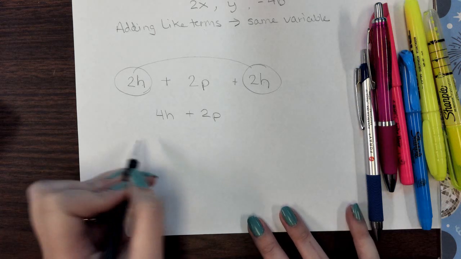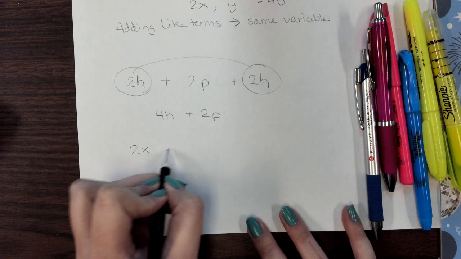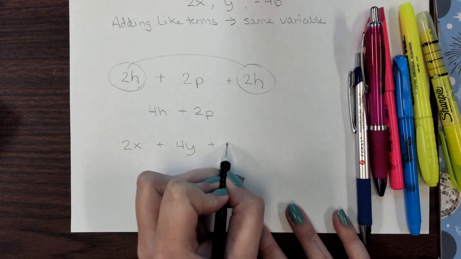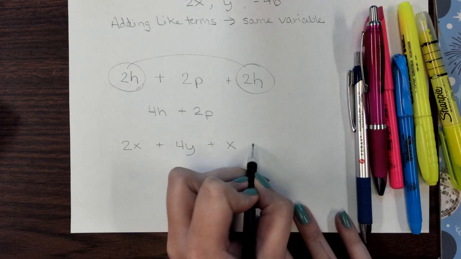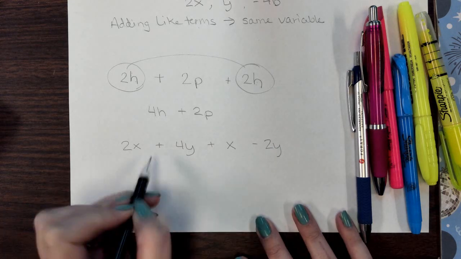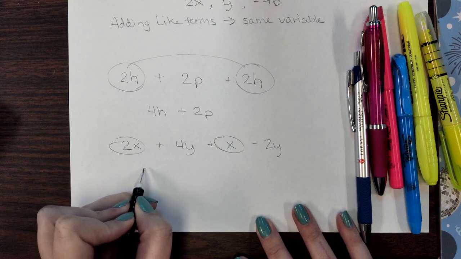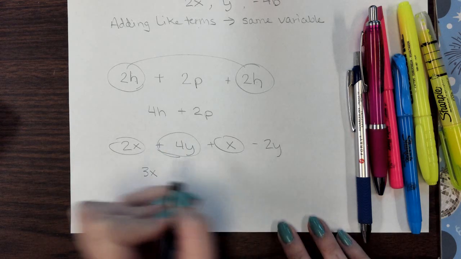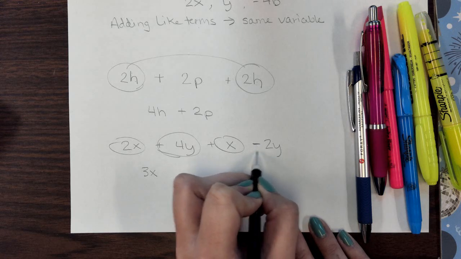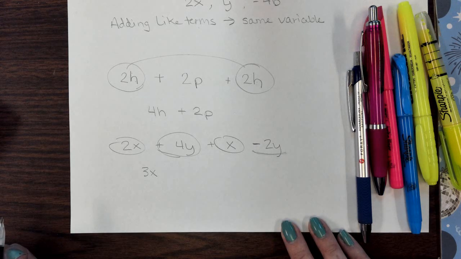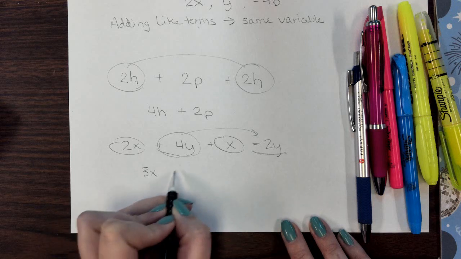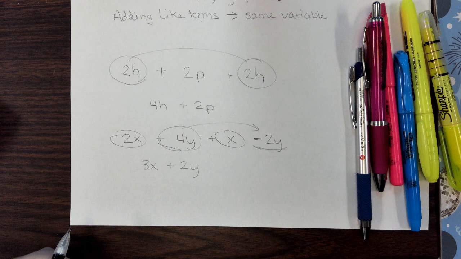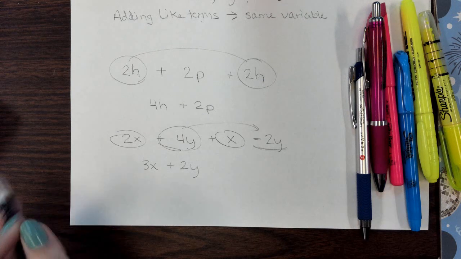And then I can do another one. Let's say I had 2x plus 4y plus just 1x minus 2y. Well, my x's are the same, so I got a total of 3x. And then I got 4y, but I lost 2 of my y's. So I had 4, I minus 2, I'm left with only 2 y's. So this is what I would do.